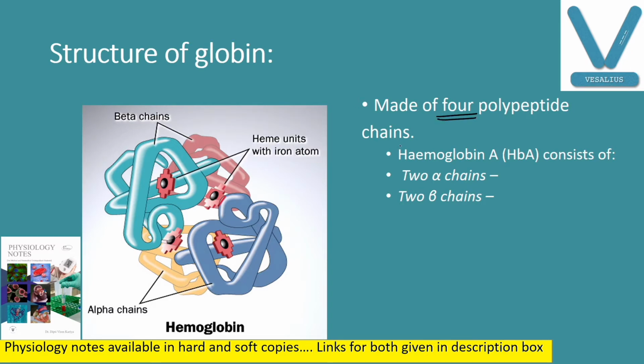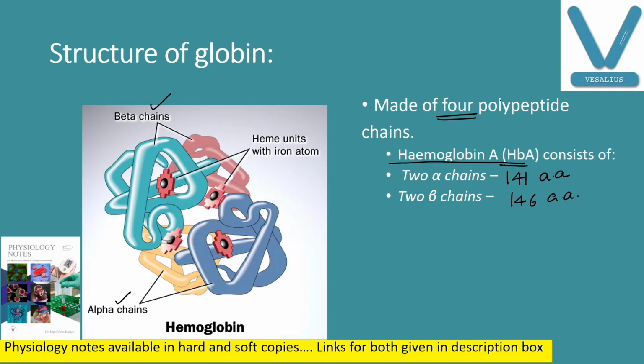In adults, hemoglobin is known as HbA. It has two alpha chains, you can see here, and two beta chains. A single alpha chain contains 141 amino acids, and the beta chain contains 146 amino acids. And each globin chain is associated with one heme group.